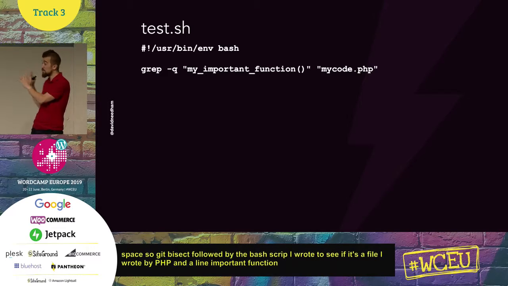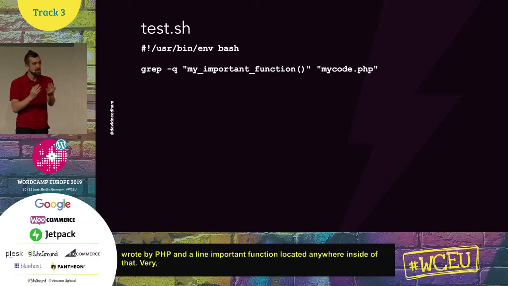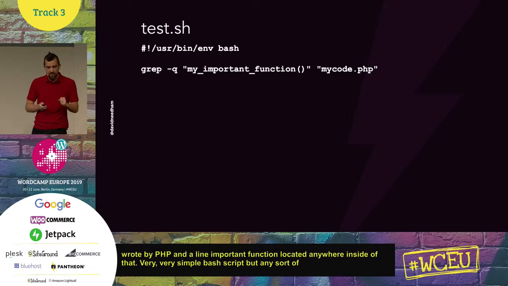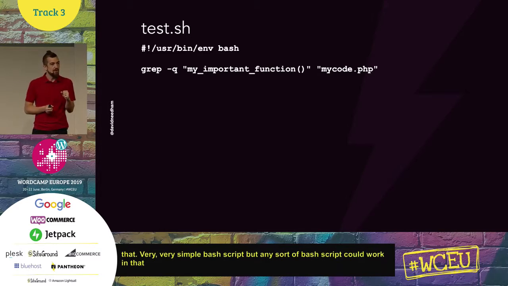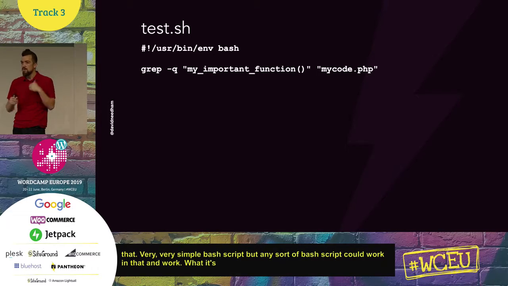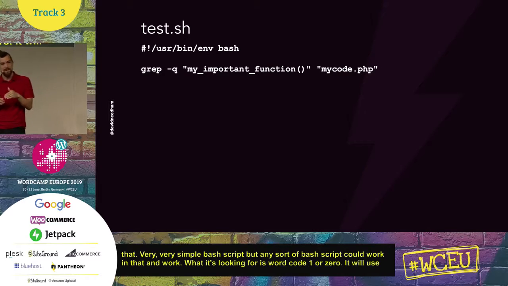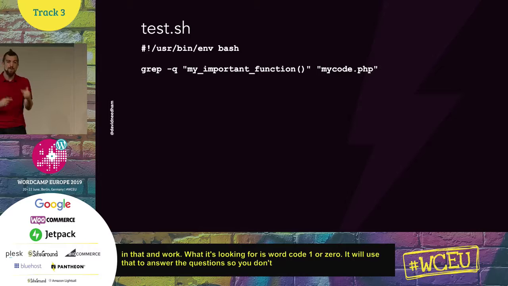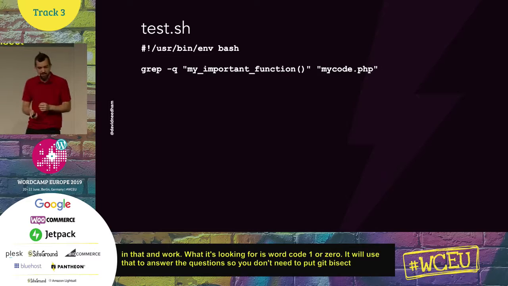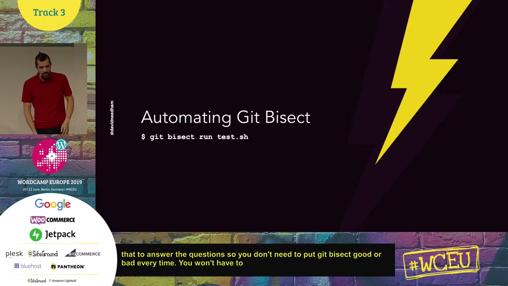Again, very, very simple bash script, but it's not important. Any sort of bash script that you could write could fit in that, and it would work. Really, what it's looking for is an error code. Error code 1, error code 0. It will use that to answer those questions so that you don't have to answer git bisect good or bad every time. It will continually go through, run this test every time, and you won't have to do it manually. So that's just a simple bash script, but it can get a little bit more interesting.